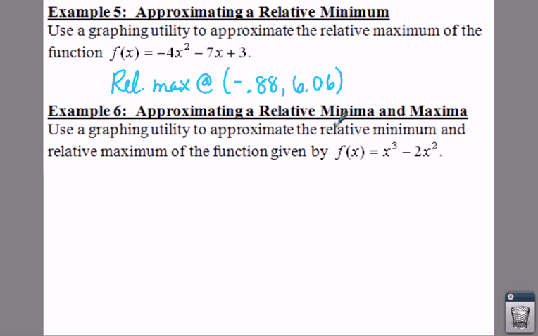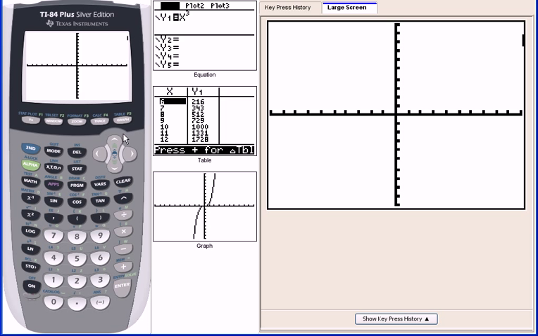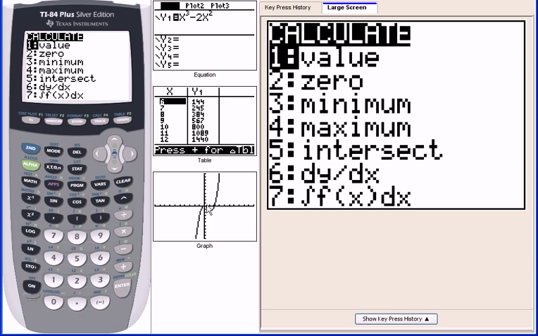Now for example 6, we're going to do basically the same thing, only we're going to find a relative minima and maxima. So we will type our equation into our calculator, x to the third minus 2x squared, and we should get a couple curves in it. Hit the graph button, and you get this pretty little graph. So notice you're going to have what I would call a relative max right here and a relative min over here. So what we want to do is go back to your calculate menu. So let's second calculate, and we're going to find our max first.